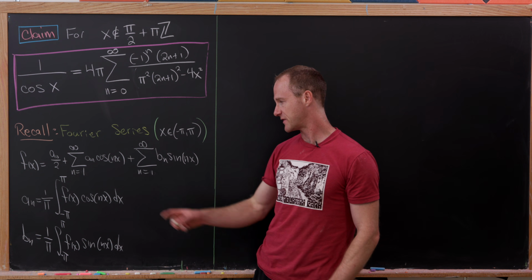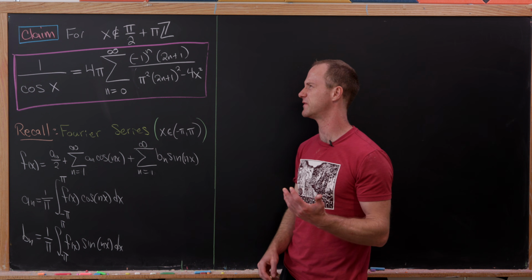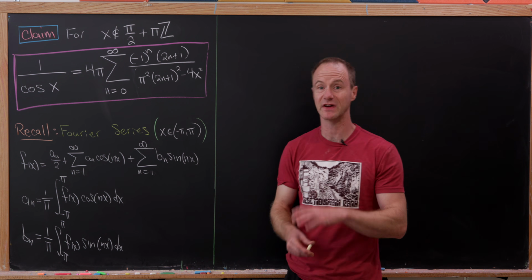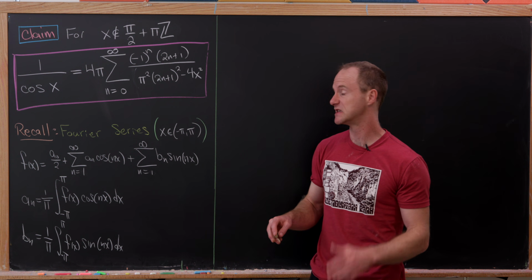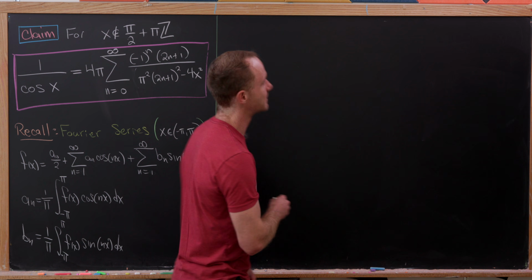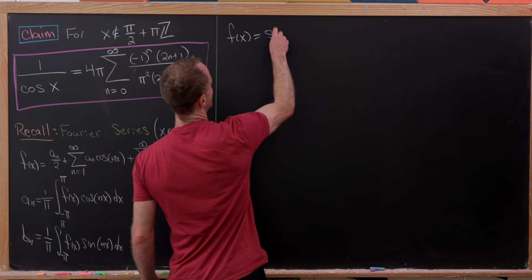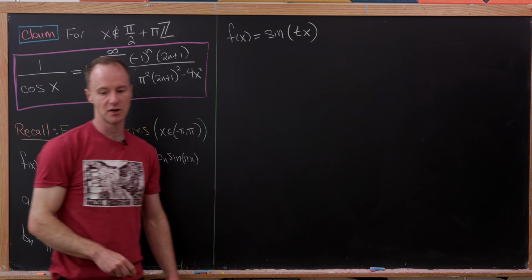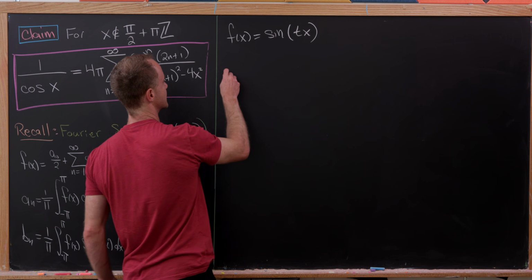So we'll start by finding our coefficients here, but you might say, what function are we finding the Fourier series for? You might think that it's 1 over cosine of x, but it's not. And that's actually where the trick is. It's going to be a specially chosen function. I'll call it f of x, and it'll be sine of t times x, where t is a variable. Okay, so let's calculate those coefficients.